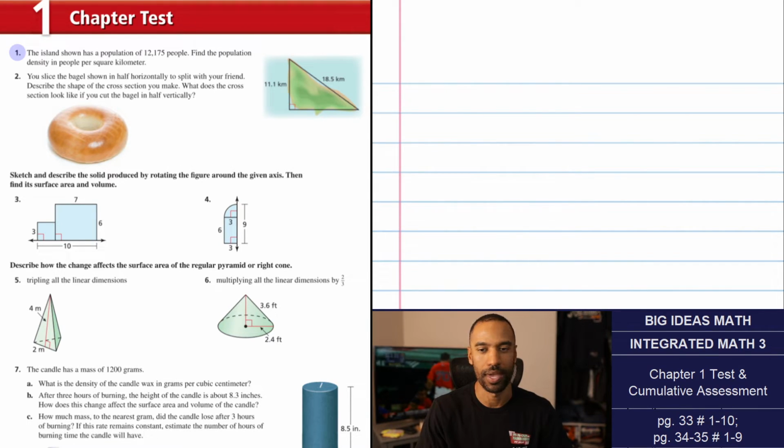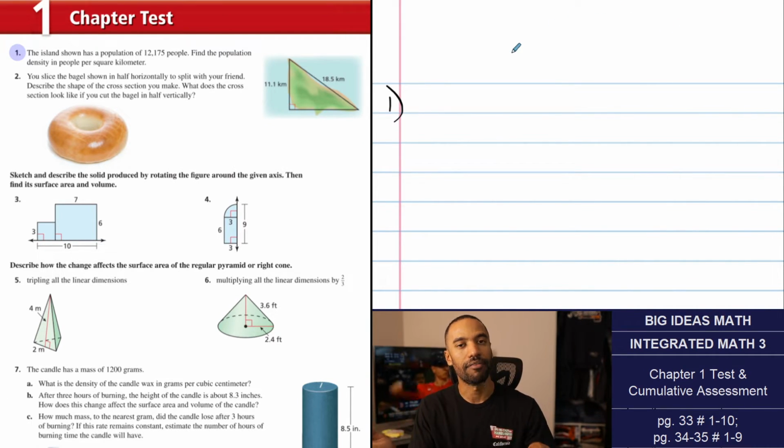Let's start this off with number 1, the island shown. It's a triangular island. Looks like a right triangle by that symbol. The island shown has a population of 12,175 people. Find the population density in people per square kilometer. Now we have kilometers there. We are going to have to find the area of the island.